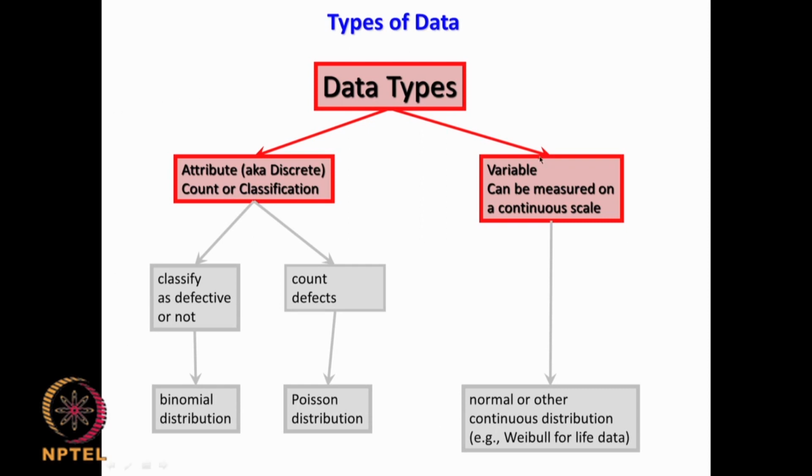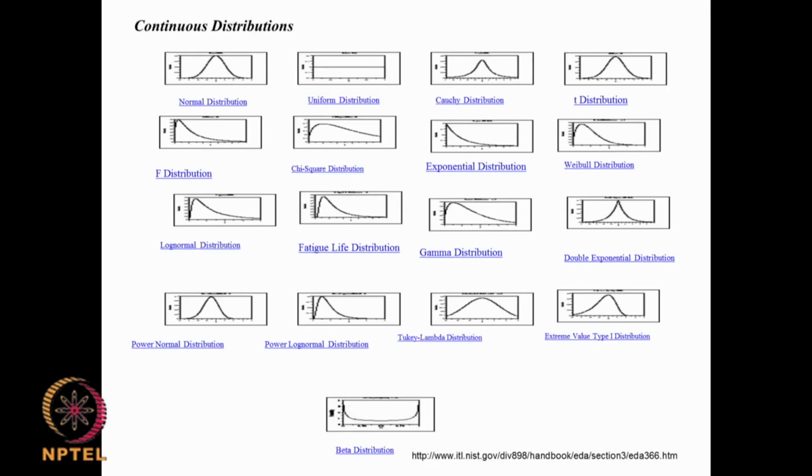So, we have 2 types of data, the discrete data and the continuous data. The discrete data is used for identifying how many defects are there in a sample, and how many accidents are happening in Chennai per month or per week, and so on. Whereas continuous data, we are measuring in a very continuous manner.